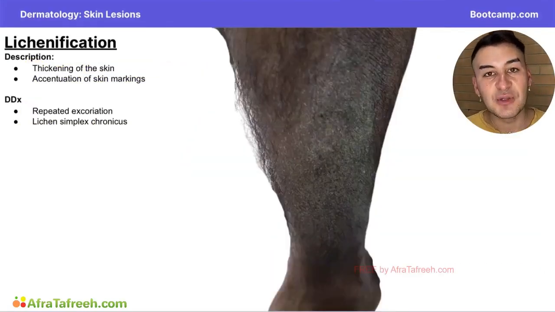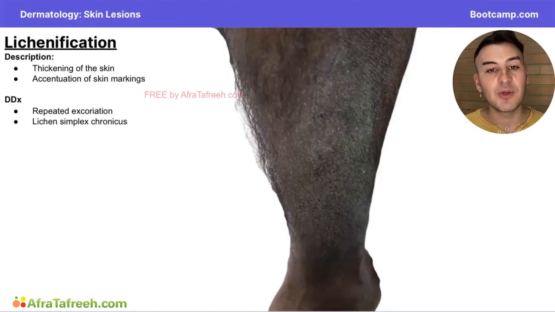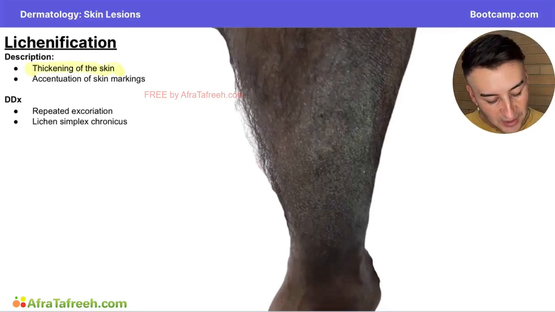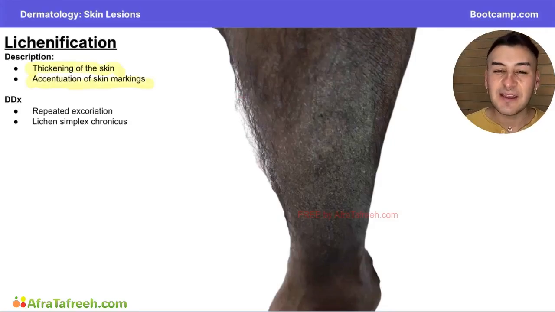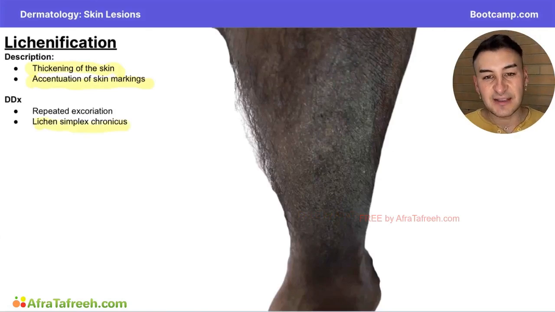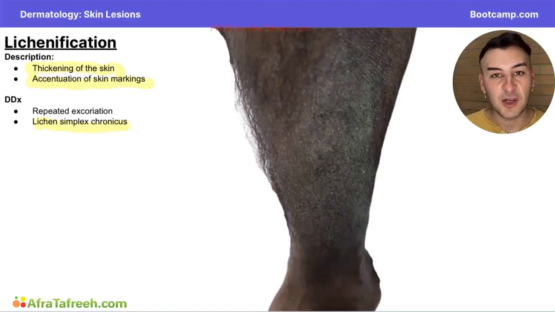That brings us to lichenification, which is going to be due to excoriation over a long period of time. So people who are scratching and scratching and scratching get skin that is really thick with accentuation of the skin markings. This is a classic description of lichenification. And lichenification is pretty nonspecific. Even the term lichen simplex chronicus just means that there's something going on that is causing this person's skin to be irritated over a long period of time.